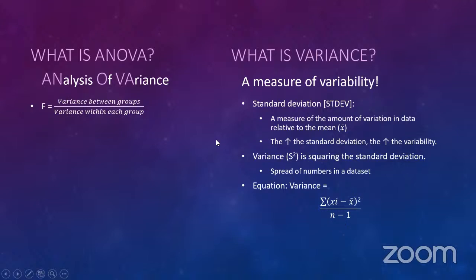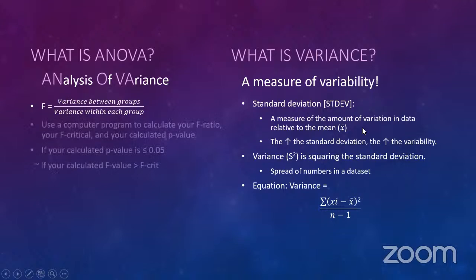So back again, what is ANOVA? It's analysis of variance, and what is variance? It's the square of standard deviation. Standard deviation is just a measure of variation in a data set relative to the mean. So a quick jump forward.